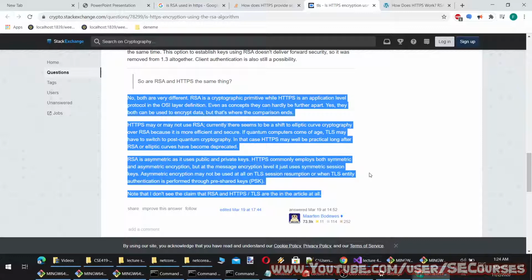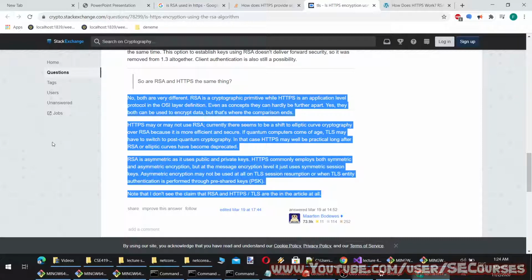HTTPS may or may not use RSA. Currently, there seems to be a shift to elliptic curve cryptography over RSA because it is more efficient and secure. If quantum computers come of age, TLS may have to switch to post-quantum cryptography. In that case, HTTPS may well be practical long after RSA or elliptic curves have become deprecated. RSA is asymmetric as it uses public and private keys.